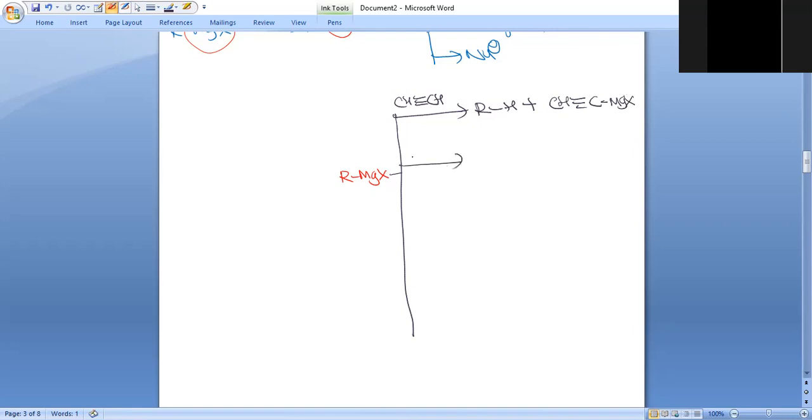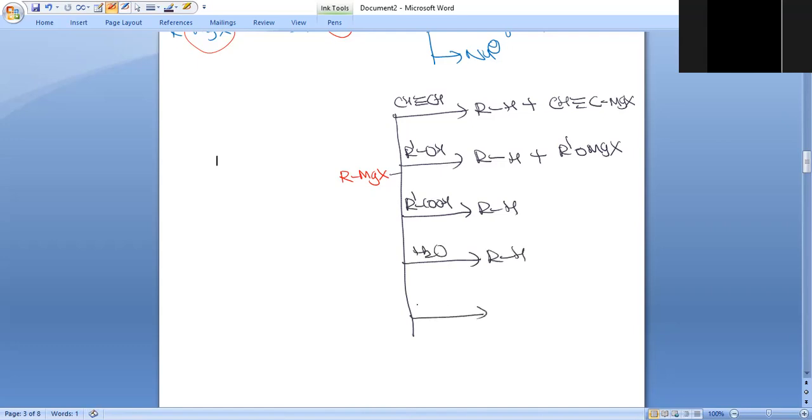Okay, any alcohols are there, immediately give the RH, this R'OMgX will go out. Okay, so what is going out, we are not concentrating much, but what will be formed, you can check it. Any carboxylic acid is there, you will get the RH. Any water will be there, you will get the RH. If you have D2O, deuterium, you will get RD.